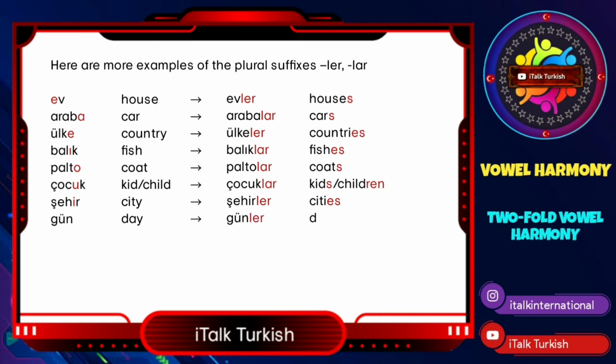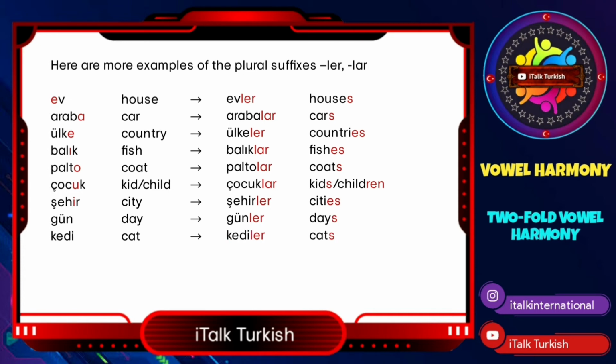Gün. It means day in English. Look at the last vowel, ü. In order to make the word gün plural, should we add ler or lar? We should add ler, because the last vowel is a front vowel, that is ü.